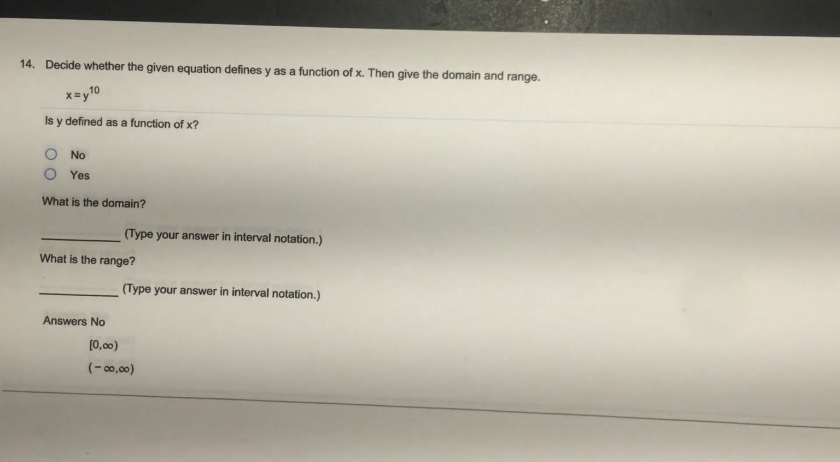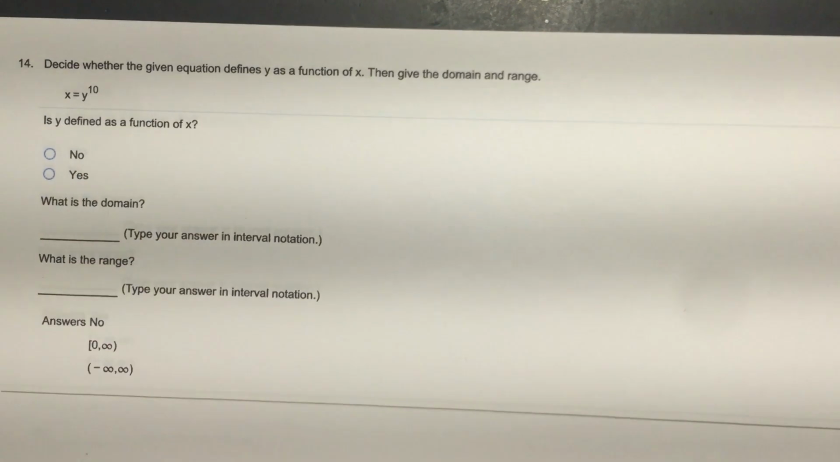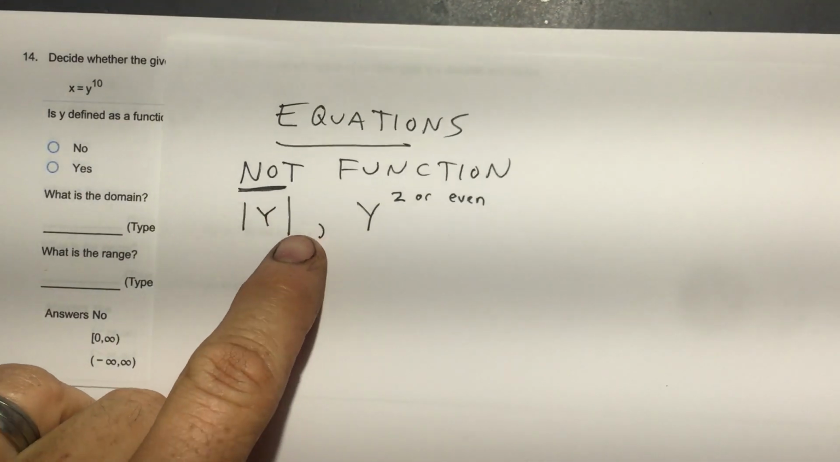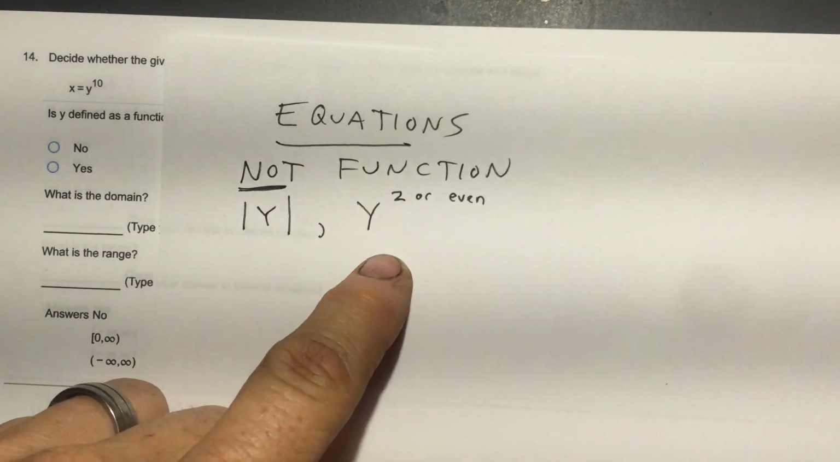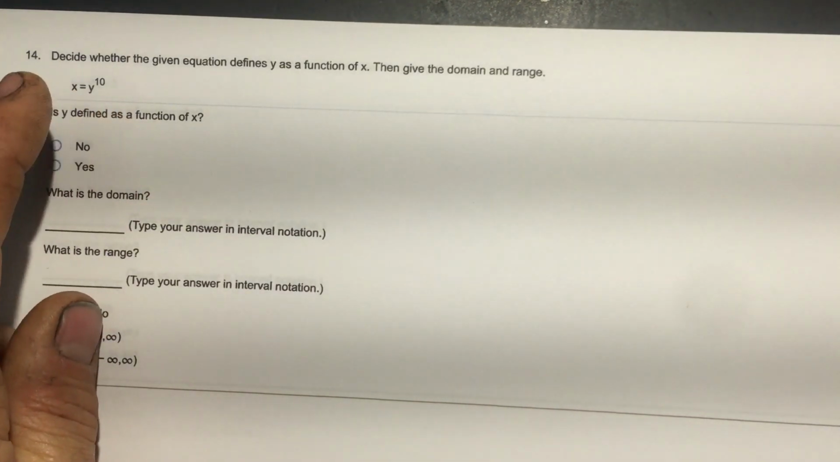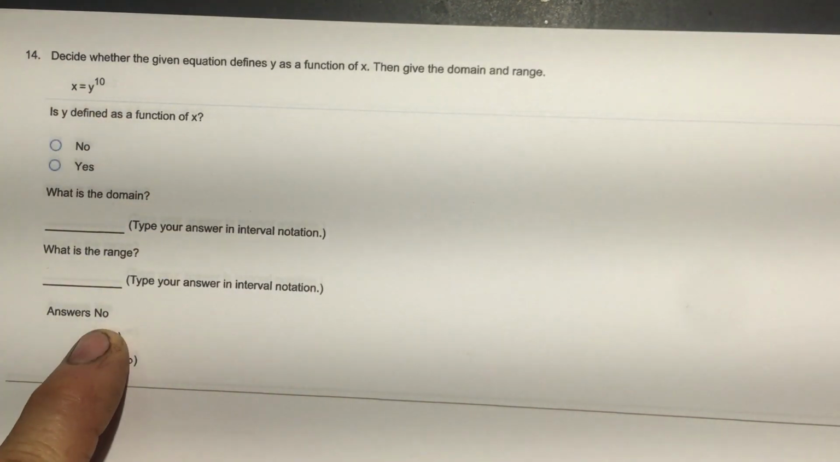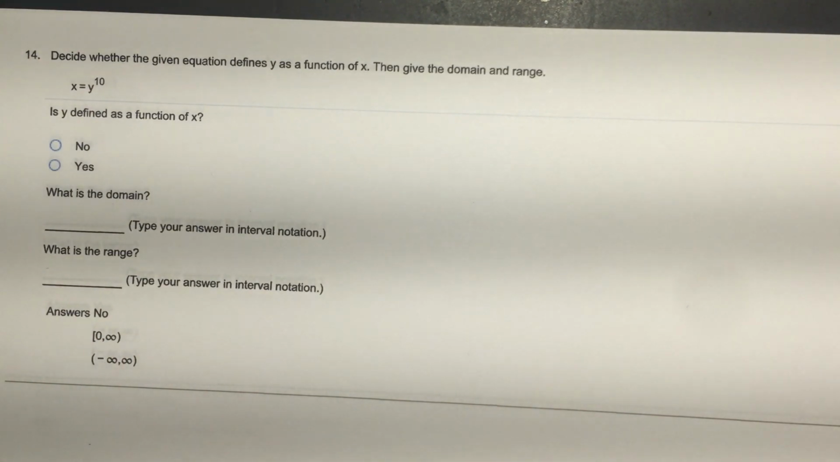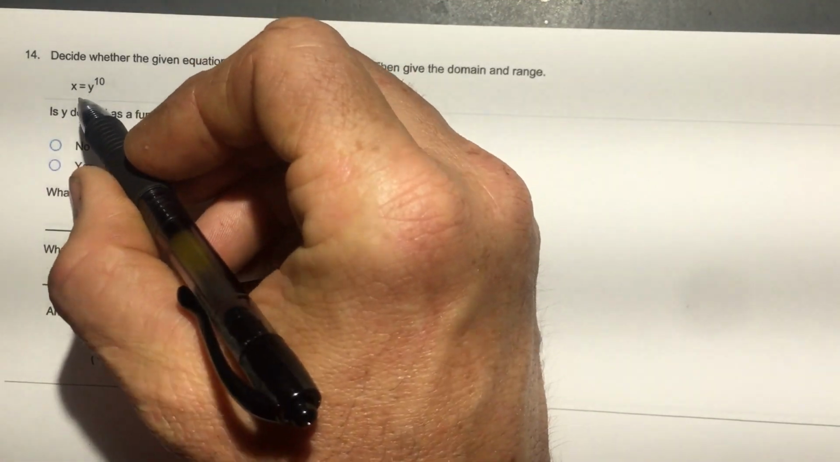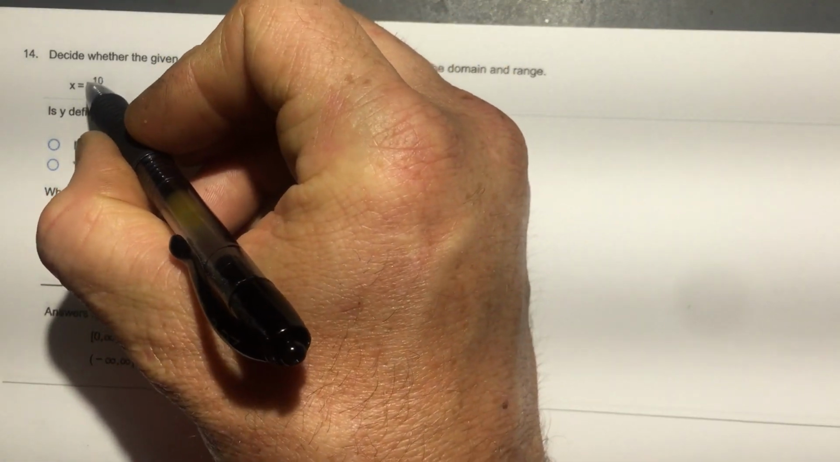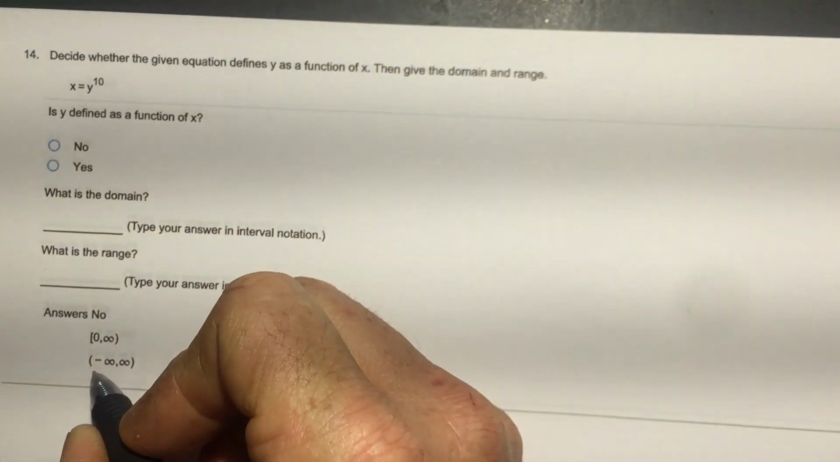So here you go. Is this a function? Oh, look here. The equation is not a function if you have y in absolute value or if you have y to even power, and we have y to even power. So this is not a function. So this is no. Now, this is the same kind of thing as far as what we just did. As far as my domain, I can put anything in for y.